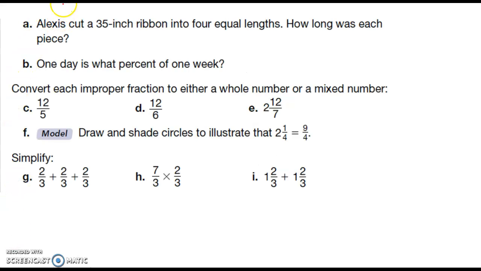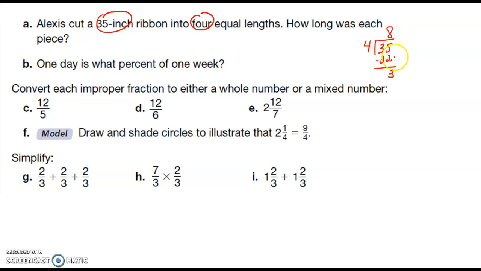All right. So A says, Alexis cut a 35-inch ribbon into 4 equal lengths. How long was each piece? So what we're going to do is divide 35 by 4. Let's see. 4 times 8 is 32, times 9 is 36. So it's going to be 8.